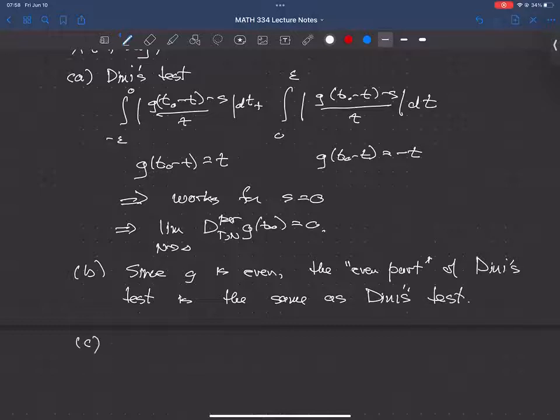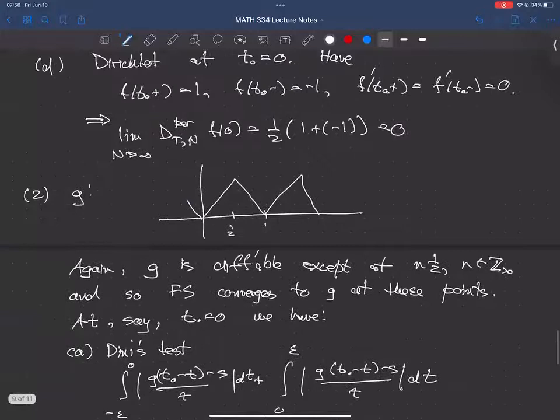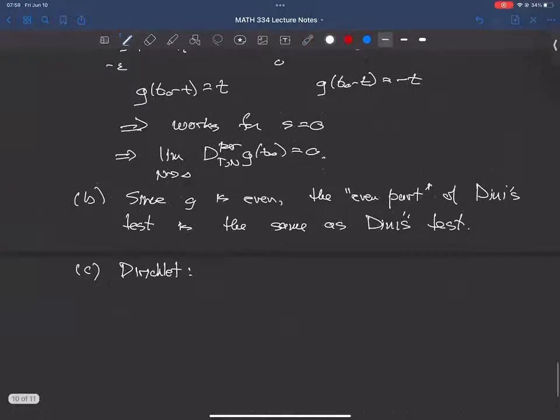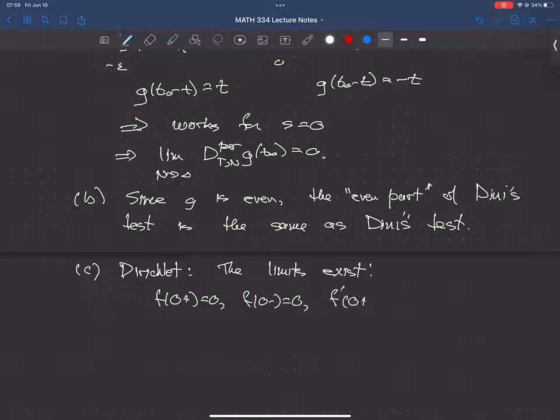Now, Dirichlet's test. Here I need to check various limits. So the limit of f from the right is 0, from the left is 0. The limit of f prime from the right is 1, the slope is 1, and from the left is -1. So the limits exist. f of 0 plus is equal to 0. f of 0 minus is equal to 0. f prime of 0 plus is equal to 1. And f prime of 0 minus is equal to -1.